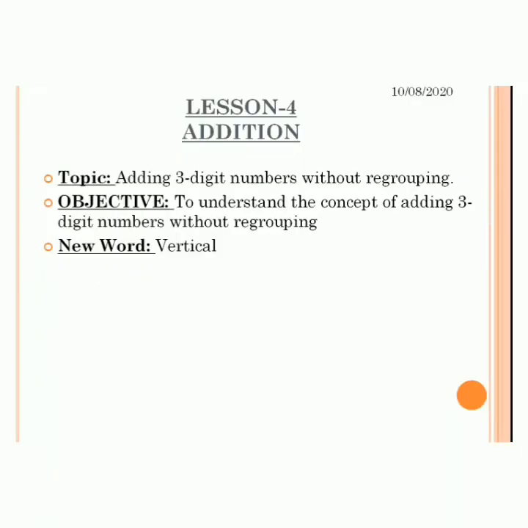Dear students, I hope all of you are ready with your pencil and your copy. Please write down today's date first of all. Today's date is 10th August 2020. After that, write down the lesson number. Lesson number is what, children? Lesson 4. And the name of the lesson is Addition. Then please write down today's topic. Today's topic is adding three-digit numbers without regrouping. Again, I am repeating, today's topic is adding three-digit numbers without regrouping. After you have finished writing the topic, write down today's objective.